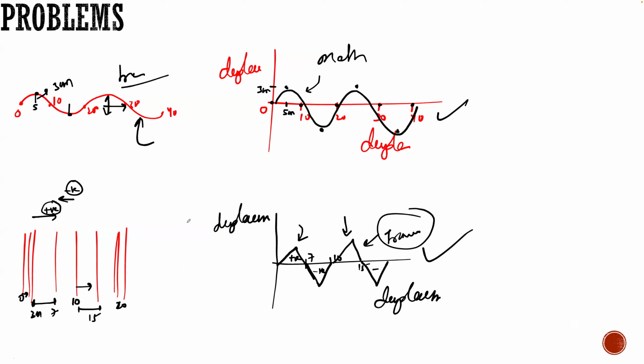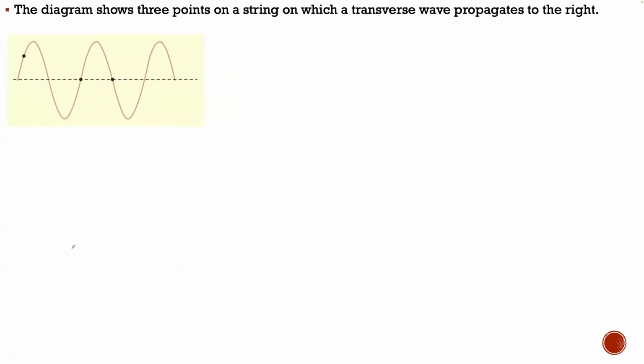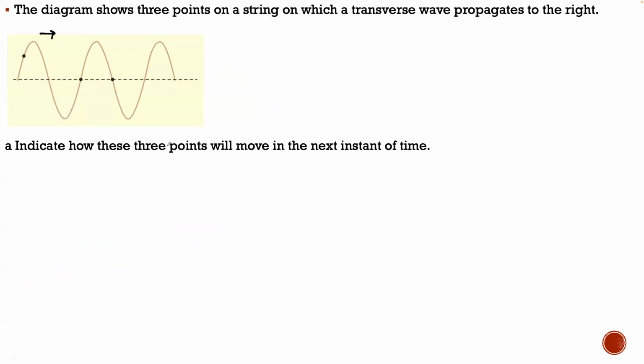Okay? So if that is clear, then let's move to the numericals. I'm skipping this. You can try it on your own. Numericals such as this. The diagram shows 3 points on a string on which a transverse wave propagates to the right. So here it says that the transverse wave is propagating to the right. Indicate how these 3 points will move in the next instant of time.